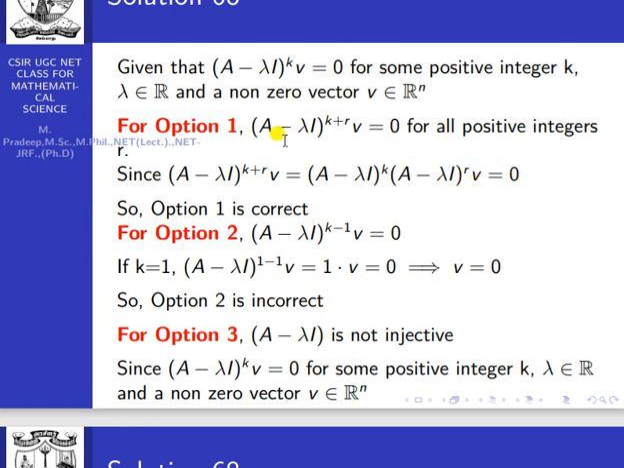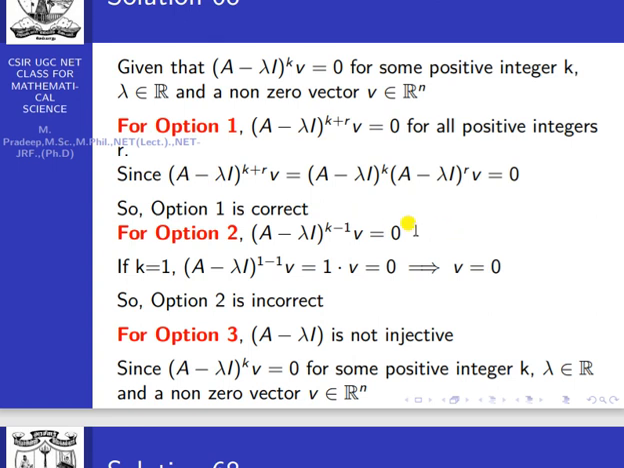Already given in the hypothesis, (A minus lambda I)^k v equals 0 for some positive integer k. So this is obviously equal to 0, because (A minus lambda I)^k v is 0 for some positive integer. So from this, what is the conclusion? (A minus lambda I)^(k plus r) v equals 0. So option 1 is correct.